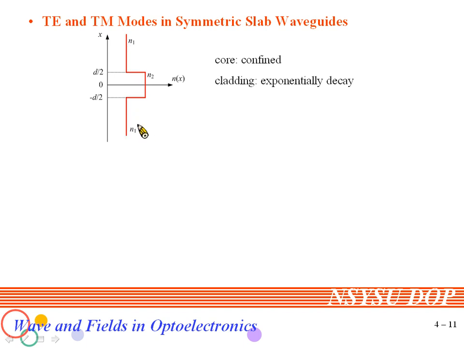And for guided mode, the wave should be confined in the center core region, so the field should look like in this way. The field will be guided in the center and decay in the cladding and the substrate region. So in the core region, the field should be confined, and in the cladding region, the field should be exponentially decay. And now we consider TE mode.